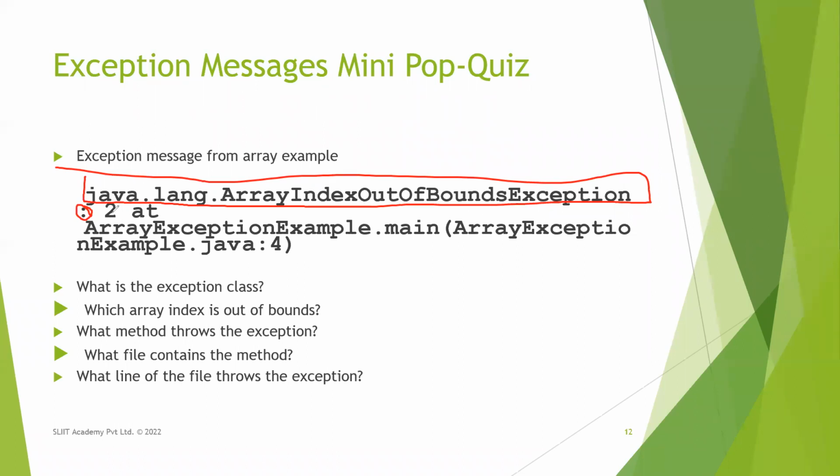This is the full name, including the package name. But if you only need to show the exception class, that is only this ArrayIndexOutOfBoundsException. Java.lang is the package name, right? So that is how you decode the first section. That is the exception class.